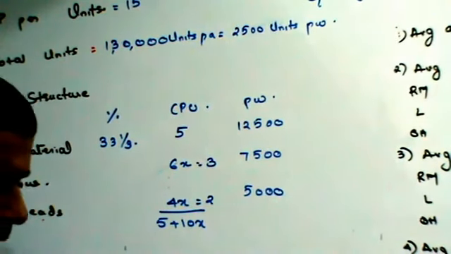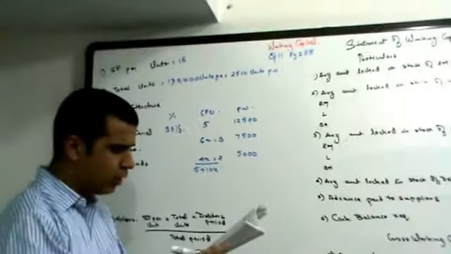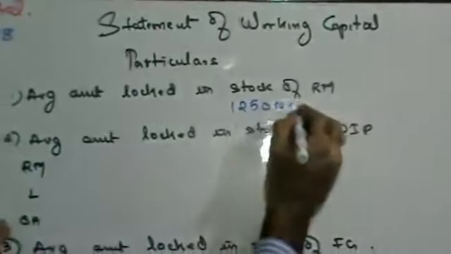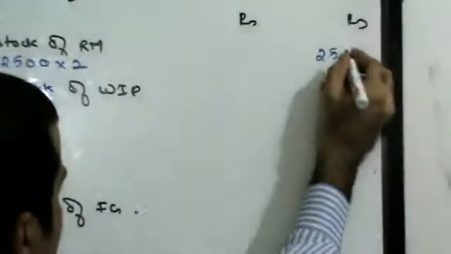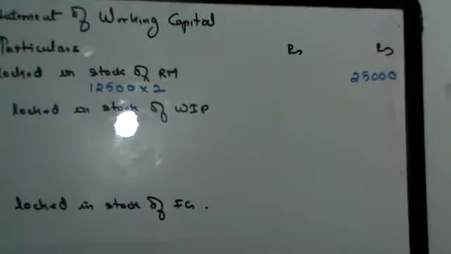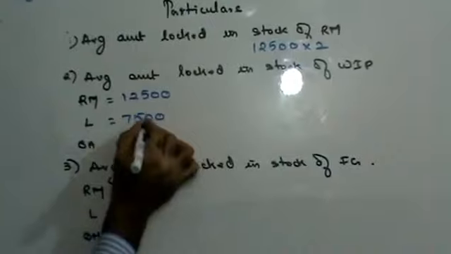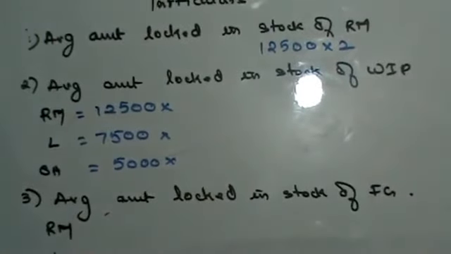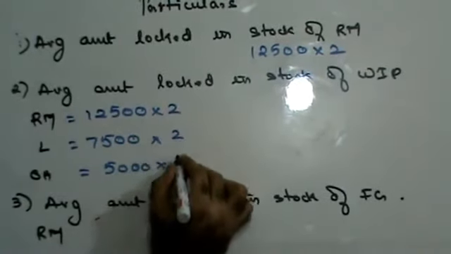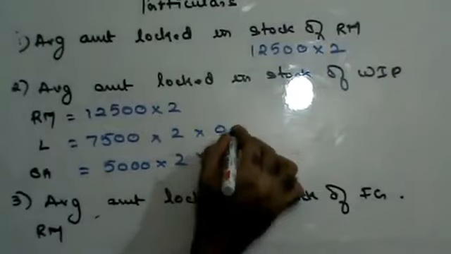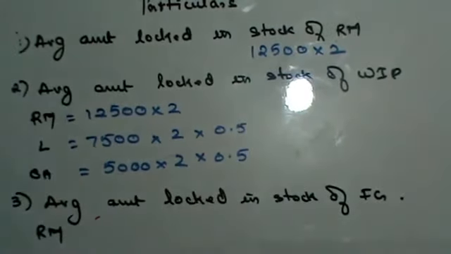They are saying that raw material will remain in stock for 2 weeks. Raw material we found out is 12,500 per week, so for 2 weeks this is going to be 25,000. Next, process time is 2 weeks. Raw material is 12,500, labor is 7,500, overheads is 5,000. Remember, whenever you are doing work in progress, you have to multiply labor and overheads with an extra 0.5.